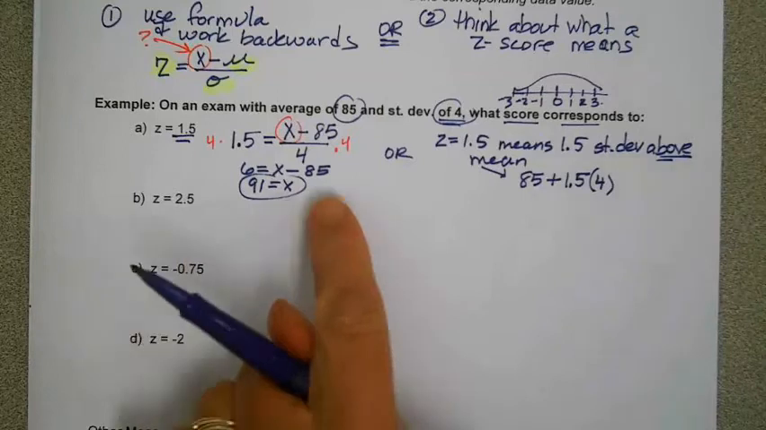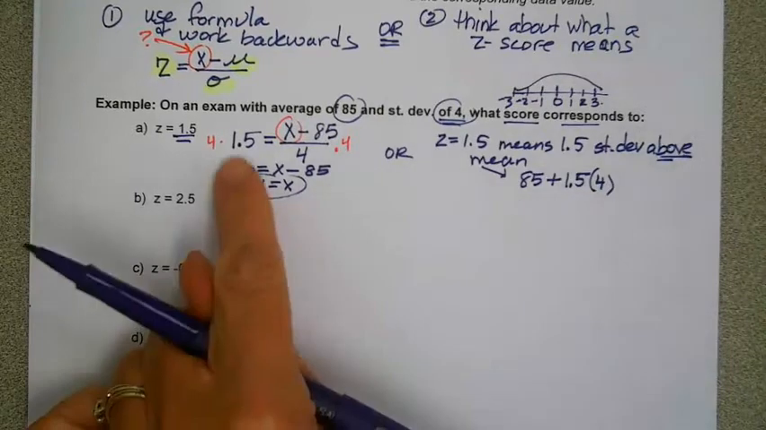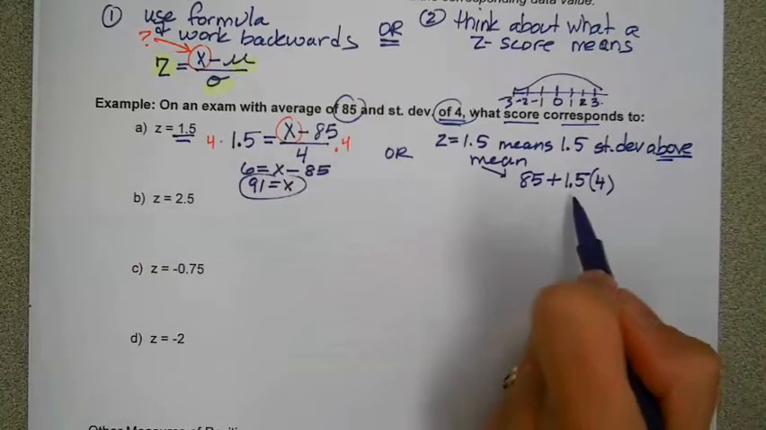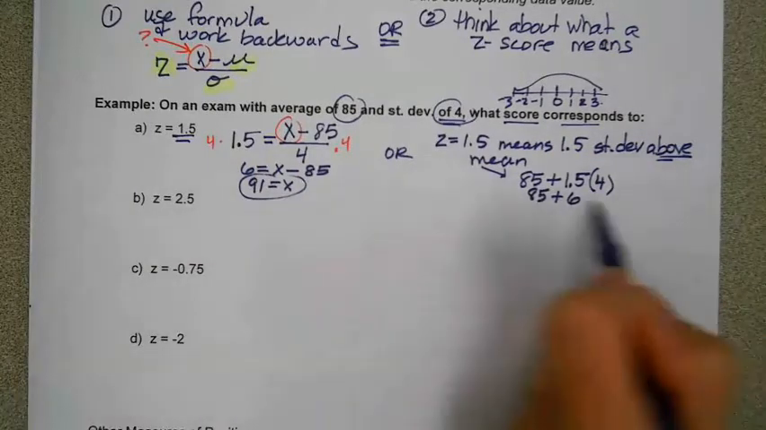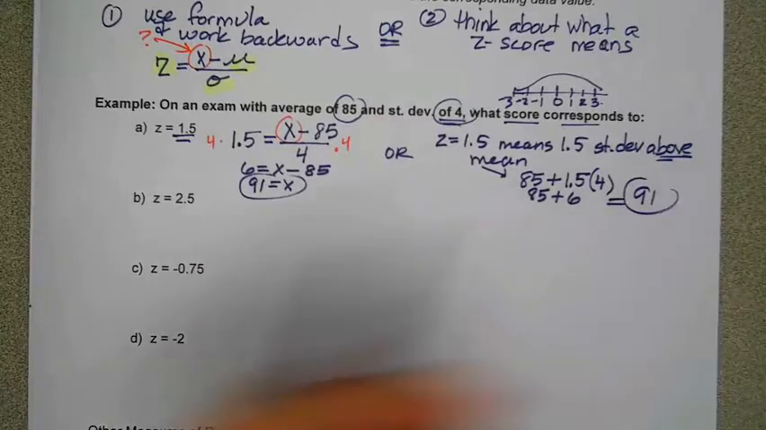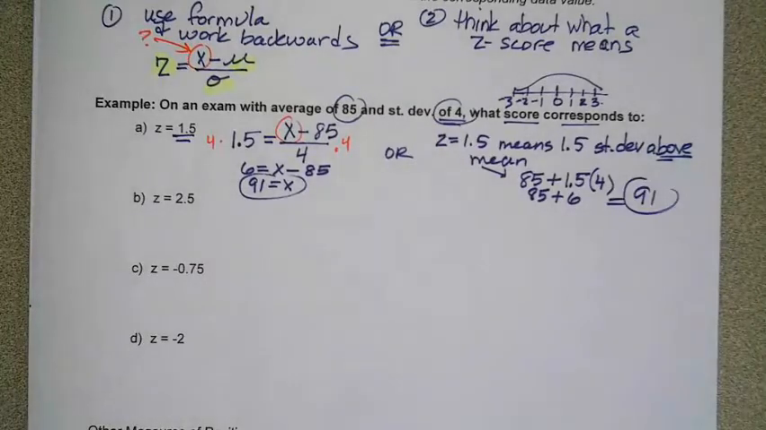So look at what we're going to end up doing. We're going to end up doing 1.5 times 4, which we did over here. And there's our 6. And in the end, 85 plus 6, and we get 91. So either way it works.